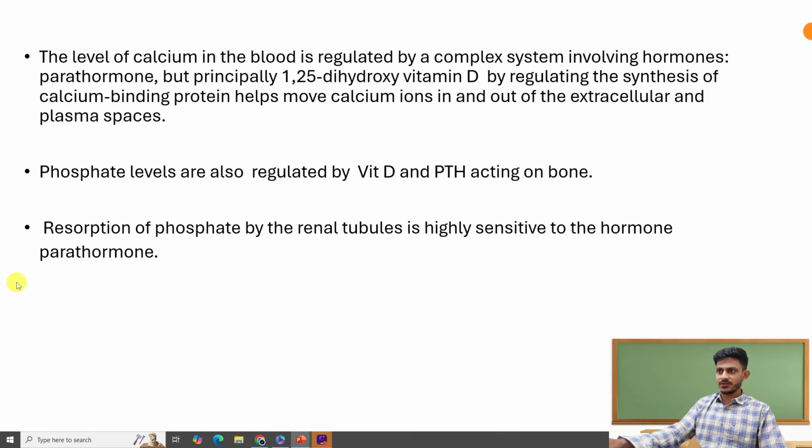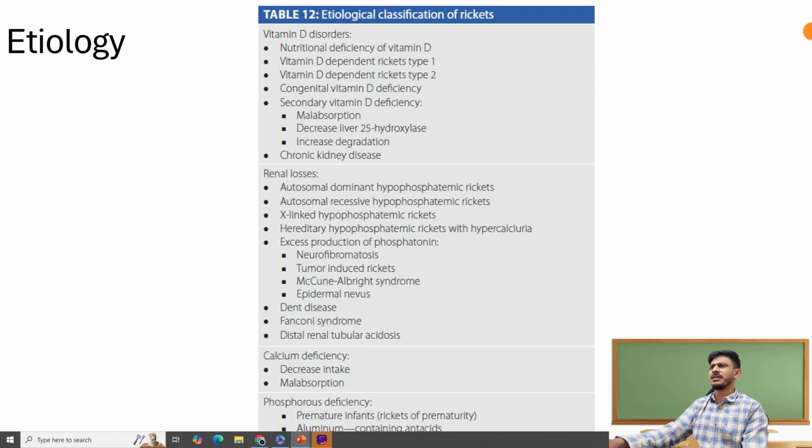So resorption of phosphate by renal tubules is highly sensitive to the hormone PTH. I told you, if PTH is acting on the kidneys, phosphorus is excreted. Etiology of rickets, multiple causes: phosphorus deficiency, calcium deficiency, of course, which makes sense, because rickets is a mineralization disorder. So if there's a deficiency of these minerals, calcium and phosphate, it's going to cause rickets.